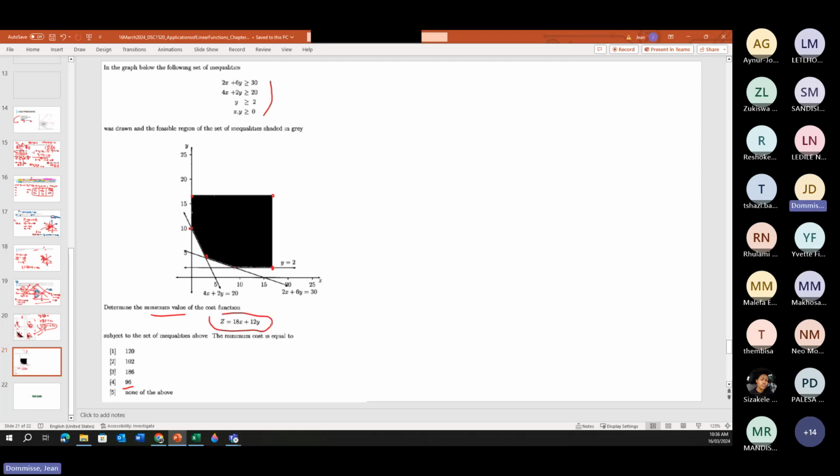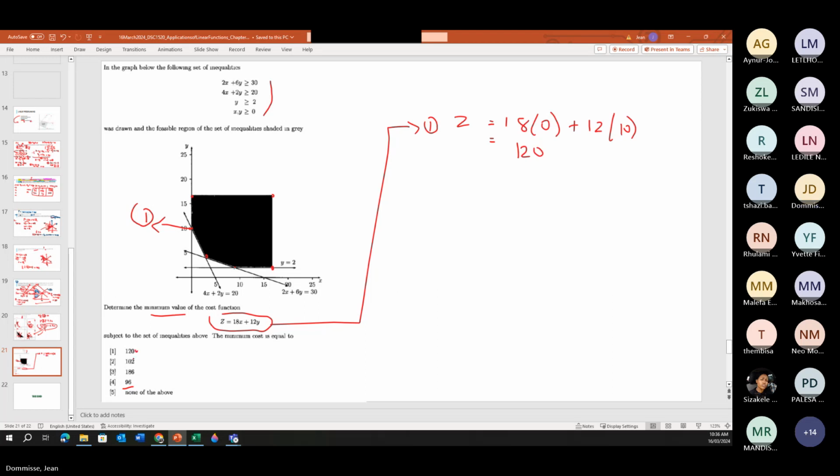The ones that I can clearly see have points: that is point 10, so we know y is 10 and x is 0. Let's make that the first one. So if I need to work out what z is going to be, we know that x is 0 and y is 10. So here we would have gotten an answer of 120. So that is so far one of the options.